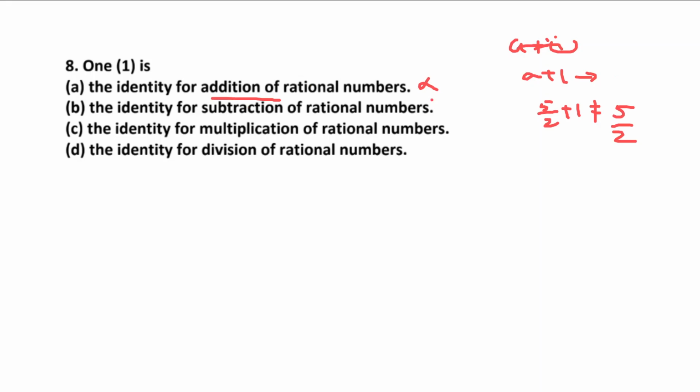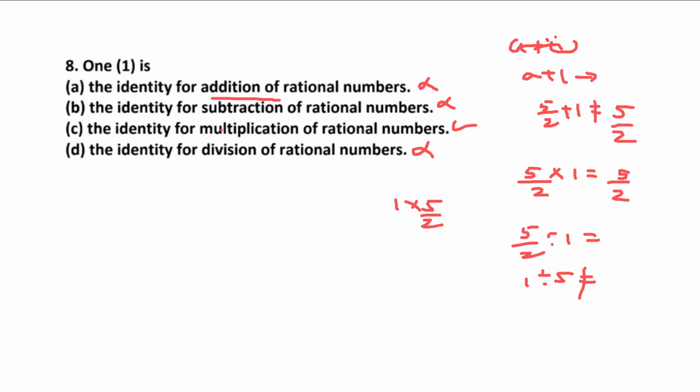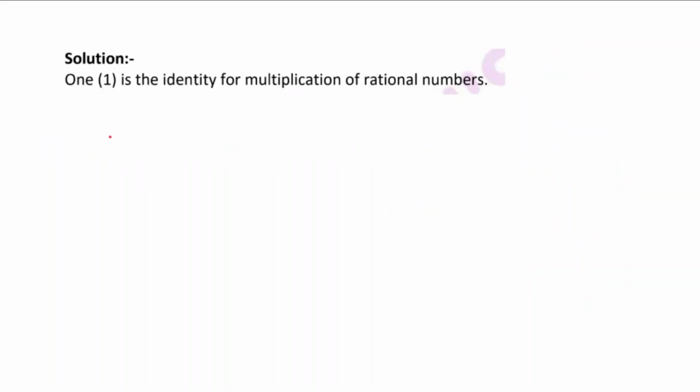The identity for subtraction, no. The identity for multiplication, yes, because if you take a rational number and multiply it with 1, you will get that same number. So the identity for multiplication is true. The identity for division of rational numbers: 5 by 2 divided by 1 is fine, but 1 divided by 5 by 2 is a problem. So this is not correct. Here it is not like that. You can do 5 by 2 into 1 or 1 into 5 by 2, both are 5 by 2. So option C is the right option. Please correct your paper solution.